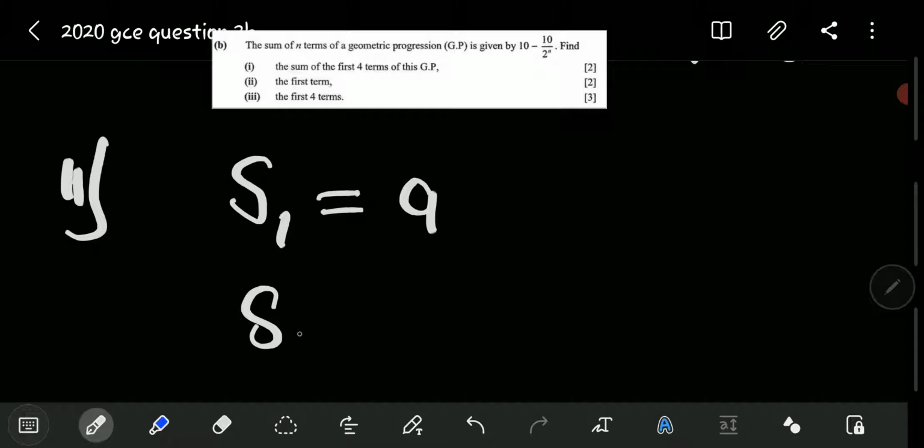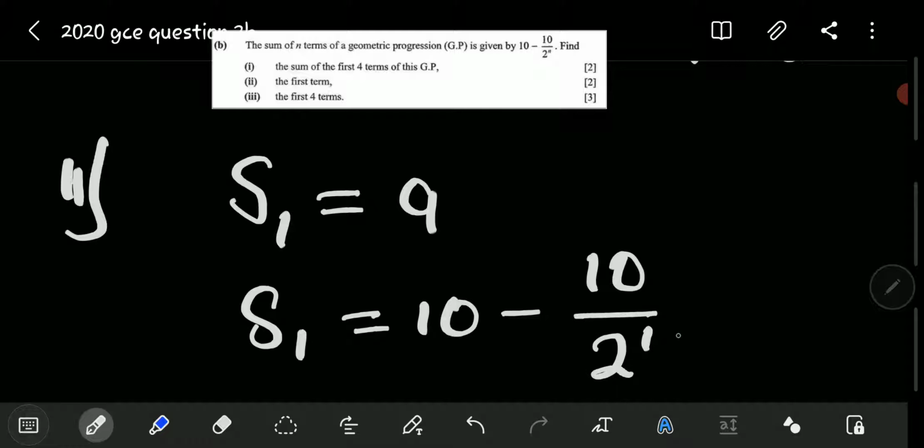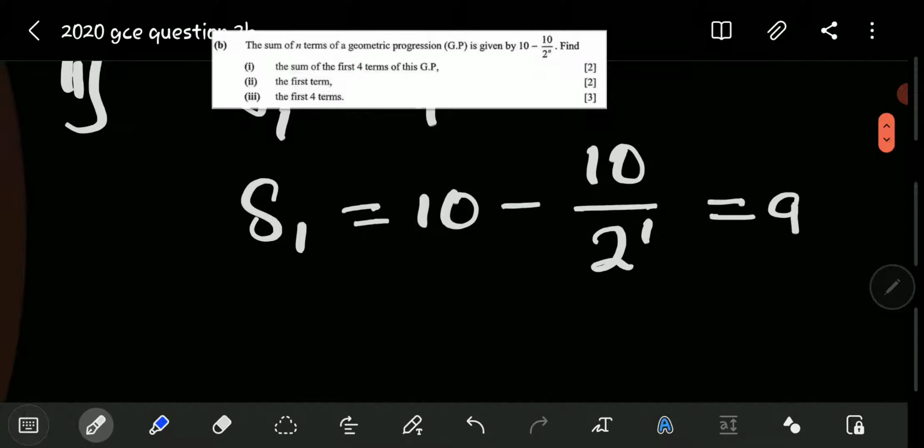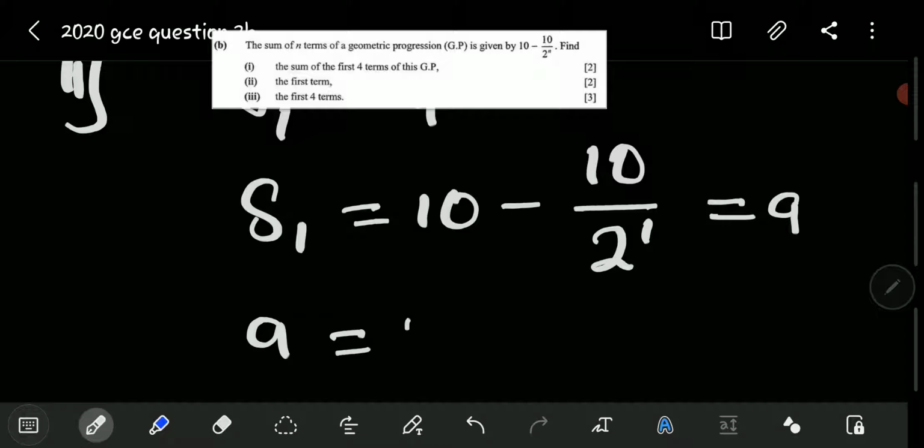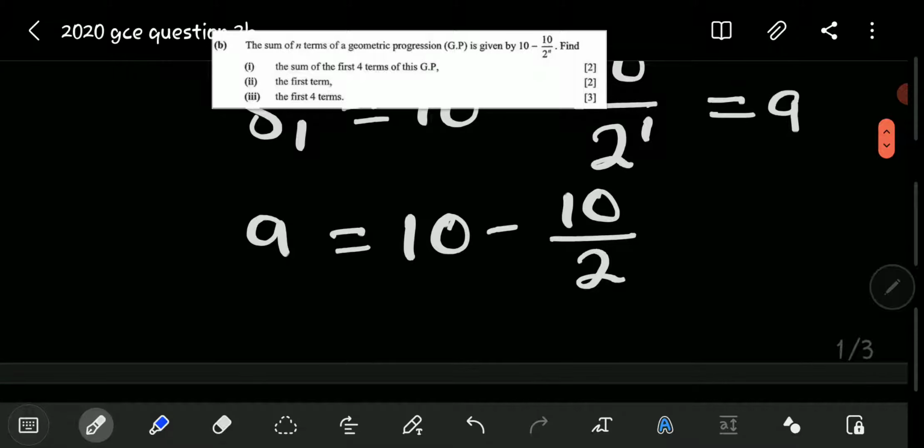So we can therefore assume that the sum of the first term is equal to the first term itself. And what is the sum of the first term? The sum of the first term is equal to 10 minus 10 over 2 to the power 1. So we are saying all this is equal to the first term. So the first term is equal to 10 minus 10 over 2 to the power 1, which is 2. Any number raised to the power 1 is itself. So 2 into 2, 1, 2 into 10, 5. So we'll have 5 over 1, which is 5.